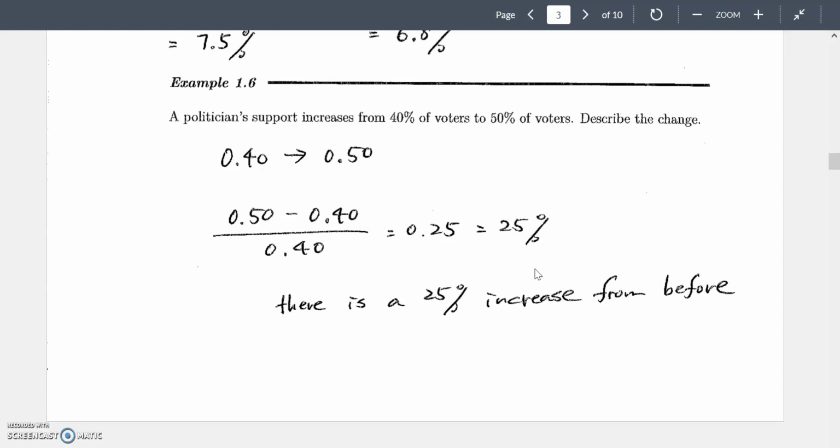Okay, in example 1.6, it says a politician's support increased from 40% to 50%. What's the change? From 40% to 50% is a 10% change. So the numerator in the fraction is 10%. On the bottom, the denominator, we went from 40 to 50, so the original number is 40. That's why we divide by 40% on the bottom. Then you'll find out the answer is 25%.